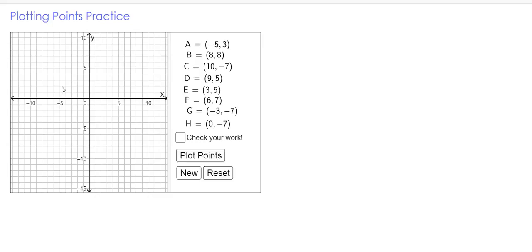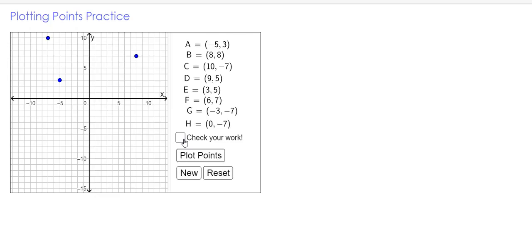So -5 and 3, I just go there and I click and I get a point. And if it's wrong, I can drag it around and move it. And I'm going to plot all the points. I'm going to go over 8 and up 8. I'm going to get one of these wrong on purpose. Over 10 and down 7. What if I got that one wrong? Because I went up 10 and over 7. So maybe I get that one wrong too.